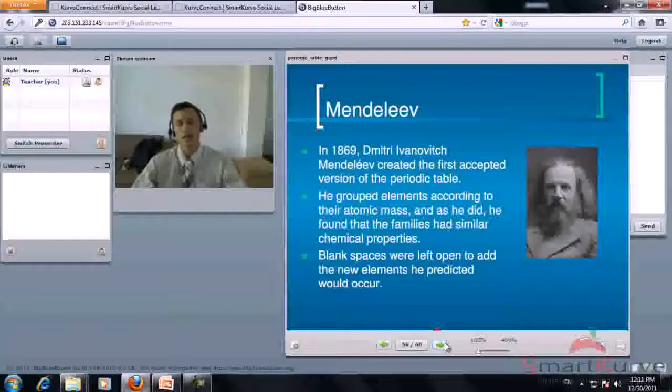He grouped elements according to their atomic mass, and as he did, he found that the families had similar chemical properties. Blank spaces were left open to add the new elements which he predicted would occur. An interesting thing about Mendeleev, he was not a professional scientist. For Mendeleev, this was just a hobby.